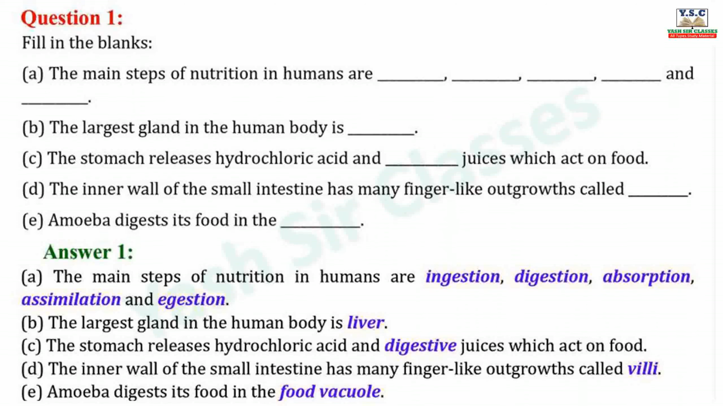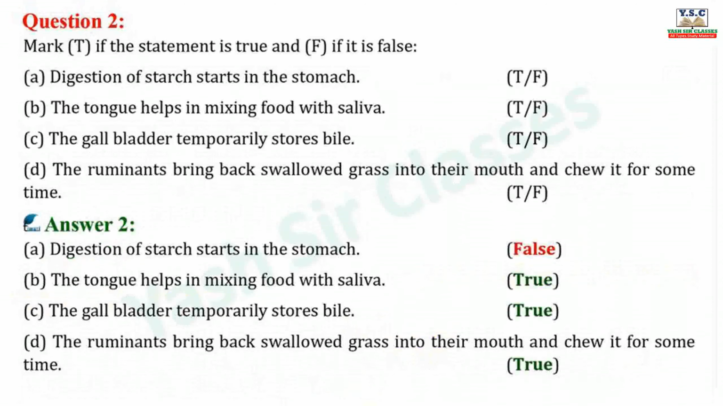Answer. A. The main steps of nutrition in humans are ingestion, digestion, absorption, assimilation and egestion. B. The largest gland in the human body is the liver. C. The stomach releases hydrochloric acid and digestive juice which act on food. D. The inner wall of the small intestine has many finger-like outgrowths called villi. E. Amoeba digests its food in the food vacuole.